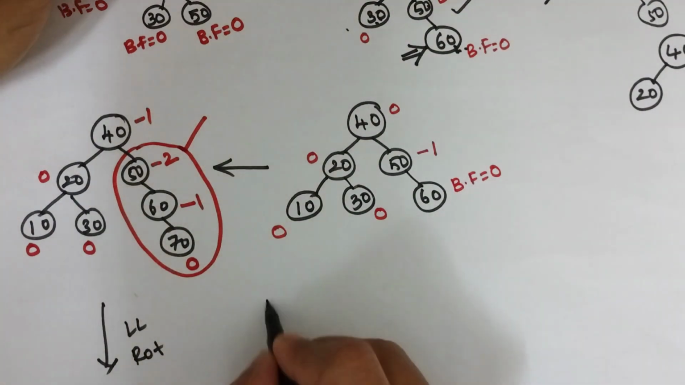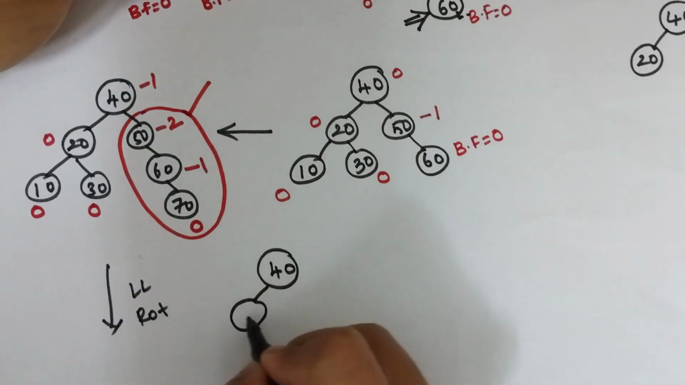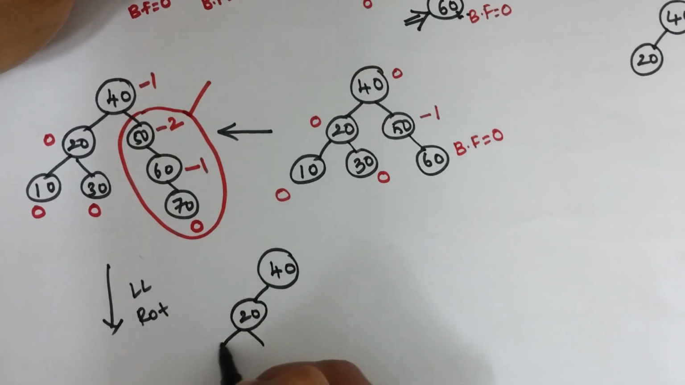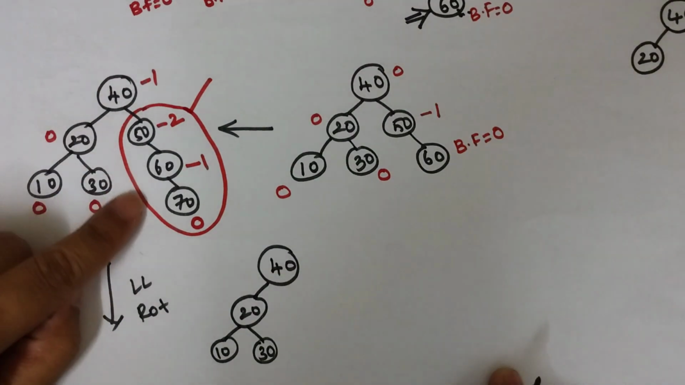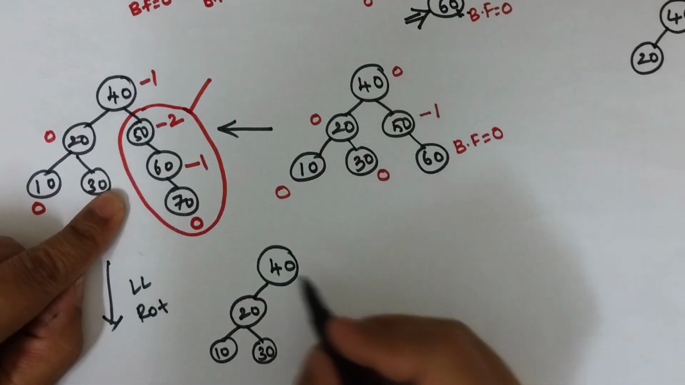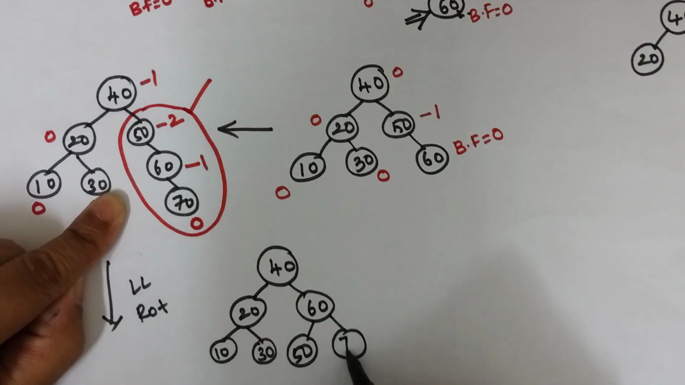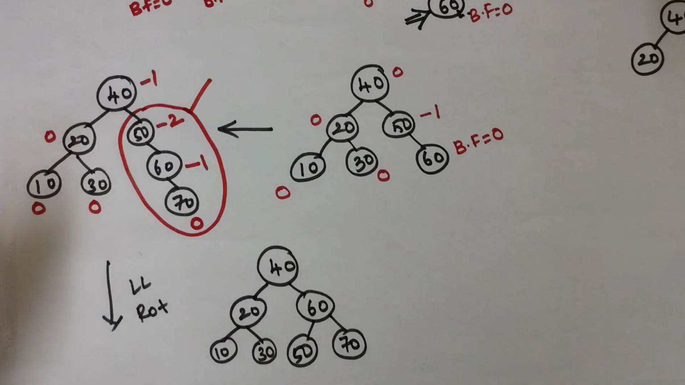If we apply LL rotation, what would be the tree structure? So 40 as it is, keep this left side as it is, that is 20, 10 and 30. Now coming to the right side, if we apply left rotation, 50 becomes the left child of 60. So 60 will be the root node now for the subtree, and then 50 becomes left child and 70 will be at the right side as usual.